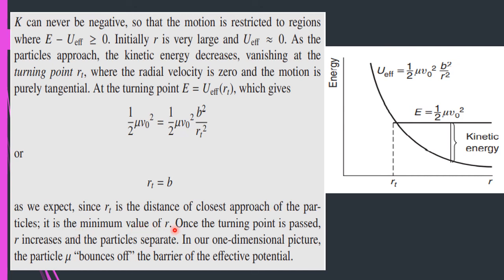It is the minimum value of r up to which the particles can approach each other. Once the turning point is passed, r increases and the particles separate. Okay, in our one-dimensional picture, the particle mu bounces off the barrier of the effective potential. Okay, thank you.